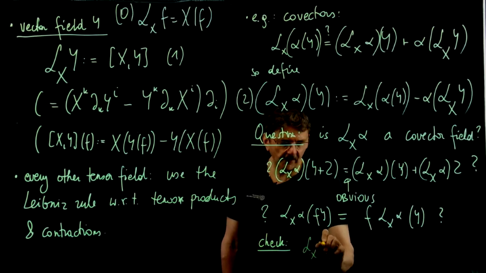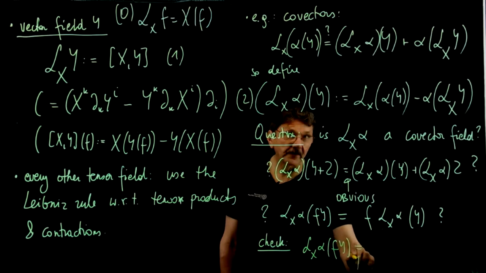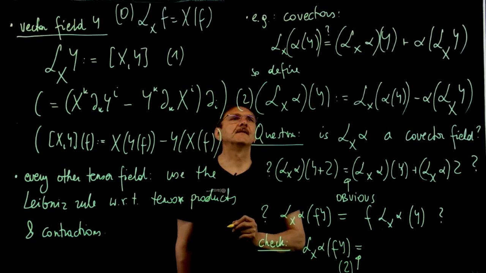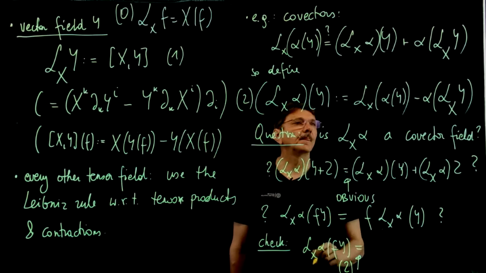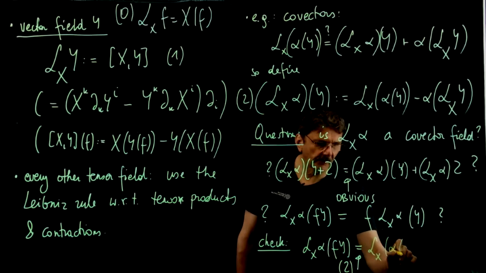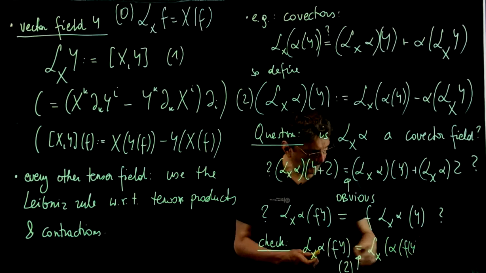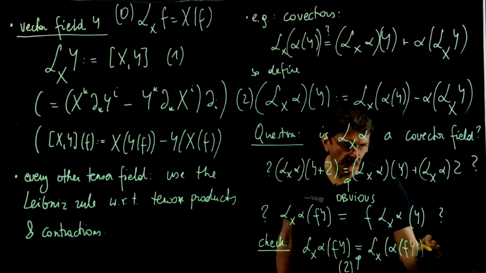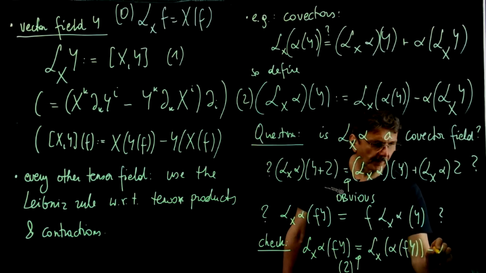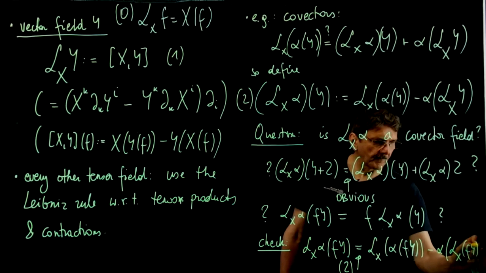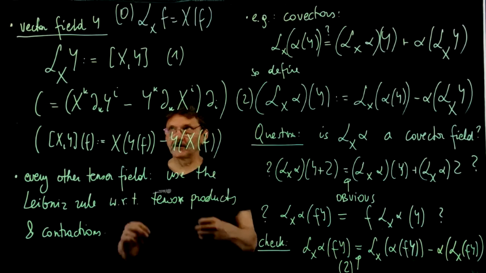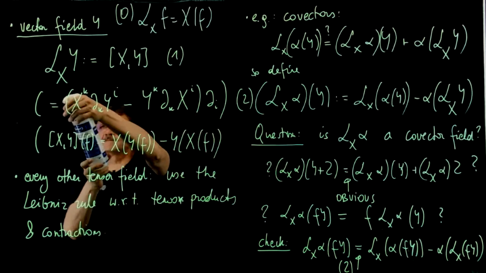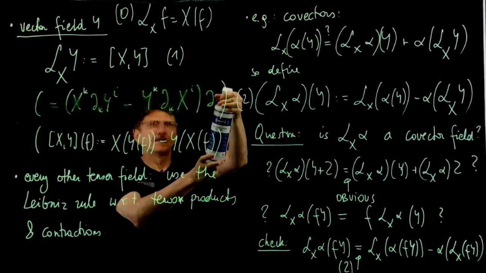Let's see. So let's calculate Lx alpha of Fy. We take our definition 2. Probably don't have enough place for this, but let's hope for the best. So that would be Lx of alpha of Fy. This is just a multiplication, not F of Y, but a multiplication. Minus alpha of Lx of Fy. So I need to erase part of this, but you can meanwhile try to figure out yourselves whether this has any chance to work.